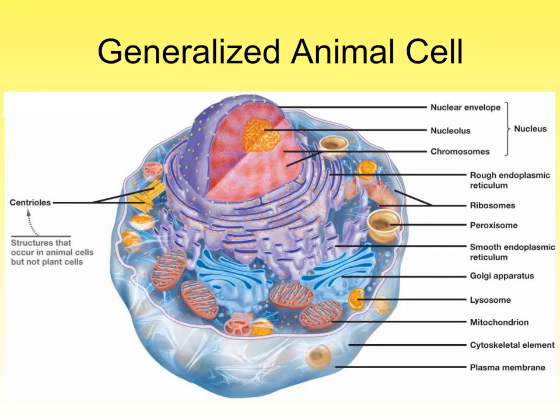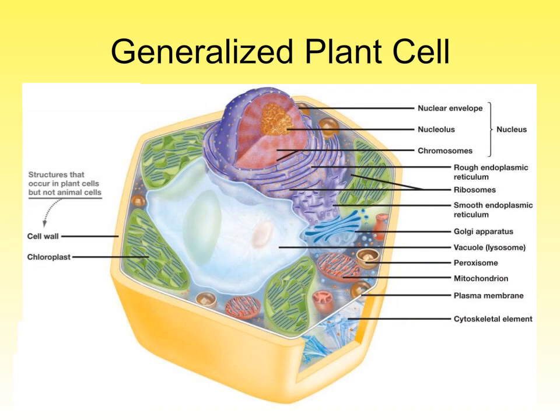Here's a generalized animal cell. The contents of a cell are referred to as the cytoplasm. Within the cytoplasm, we find the organelles that compartmentalize specific chemical reactions. The plant cell has the same basic components as animal cells, but contains chloroplasts and other plastids, cell walls, and central vacuoles. Plant cells do not contain centrioles.